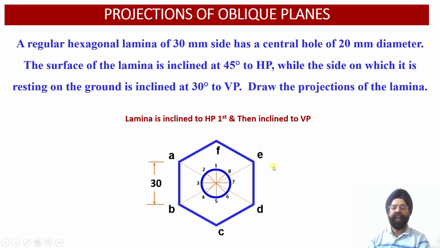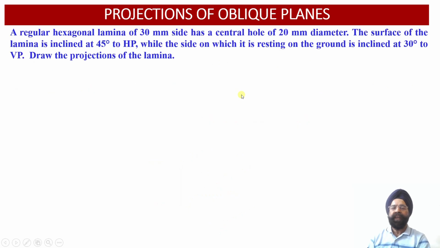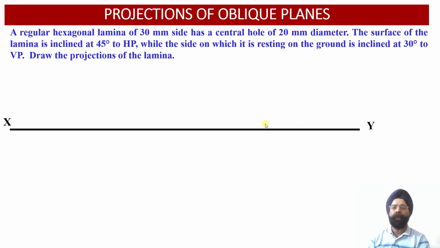So corresponding to this lamina, the lamina surface is inclined at an angle of 45 degree with respect to the horizontal plane, and this edge AB, on which it is resting on the ground, is further inclined with respect to the vertical plane at an angle of 30 degree. So this way we have to proceed with evaluation of the orthographic projections of this oblique lamina.